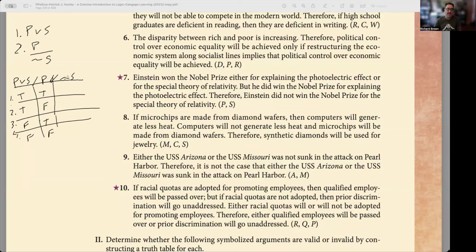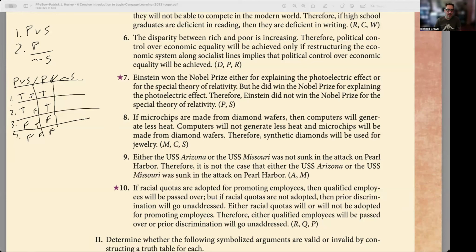Okay. And then tilde S. Oh, wait, I made a mistake, didn't I? Yes, I did, because this is supposed to be the same values for P. Okay, so it's under S. So this is going to be true, true, false, false. And then S gets the alternating truth values, true, false, true, false.